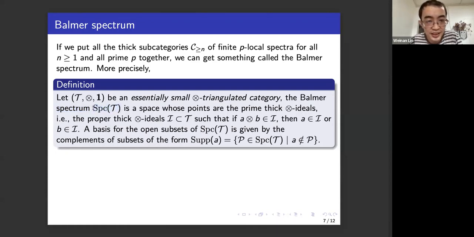Actually, I prefer the notation Spec, but when I look at SPC, I think more of the category of spaces. Anyway, it is denoted by SPC of T. It's the Balmer spectrum. That's a space whose points are the prime thick tensor ideals. That's something different from traditional commutative algebra: you need the ideals to be thick.